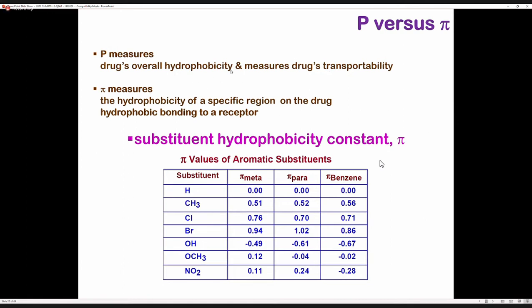So whether they are very hydrophobic and whether they can move through membranes easily. What is pi? Pi measures the hydrophobicity of a specific region on the drug.